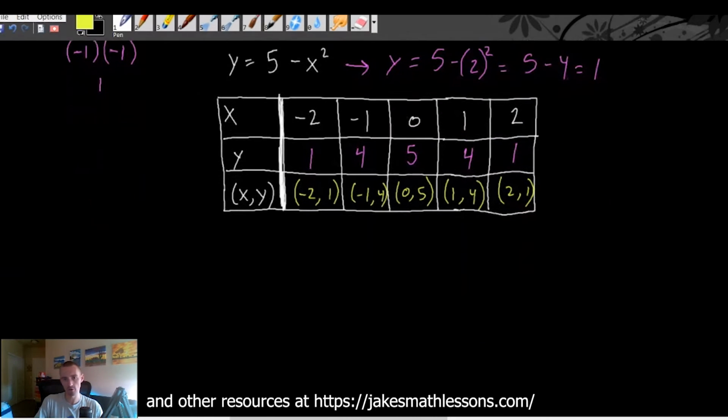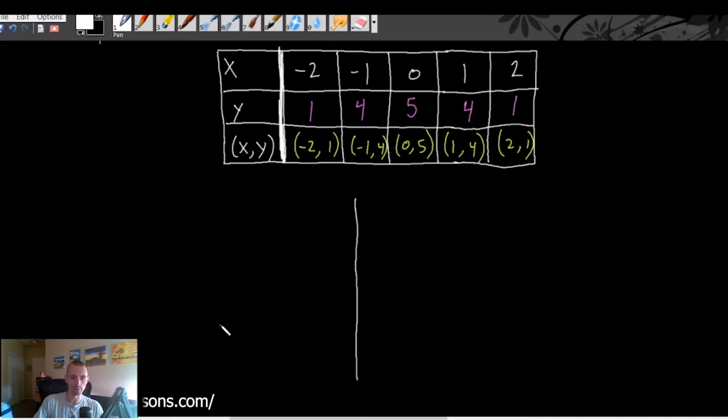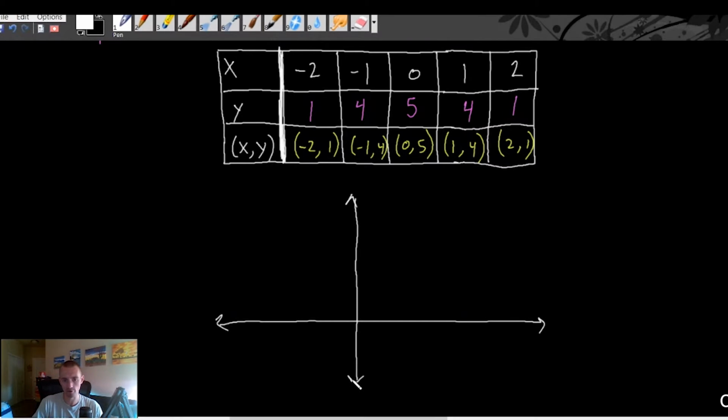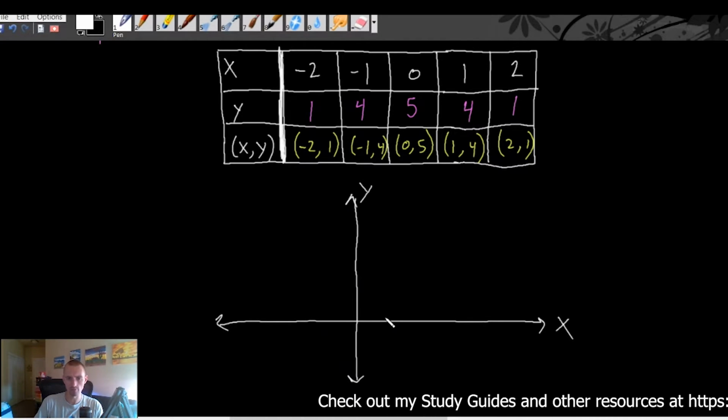And now what we can do is graph them. To graph them, all you need to do is start out by drawing your xy axes. You want to get these as close to straight lines as you can. Obviously, that can be tough sometimes when you're drawing by hand. And then we want to label our horizontal axis as x, our vertical axis as y. That's the standard way that you'd label your axes.